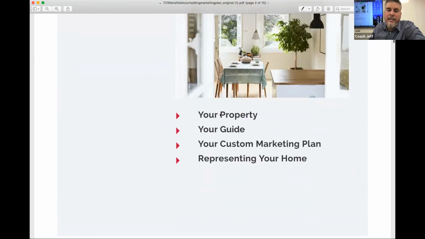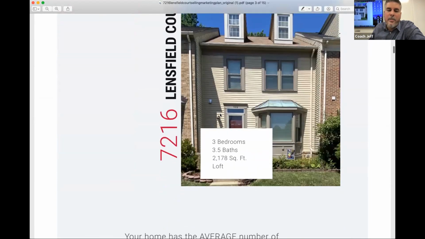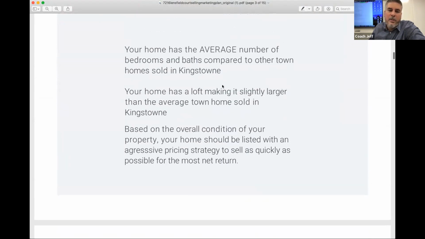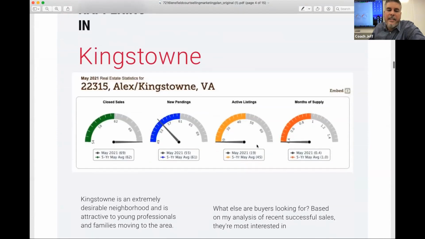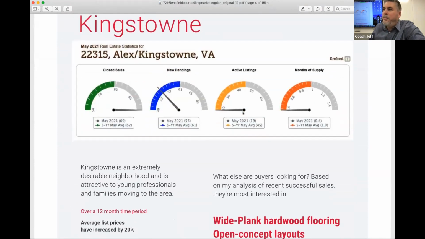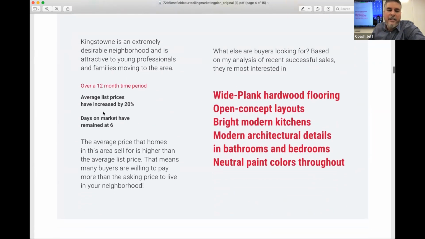Here's our little index, and then it talks about their property with just some basic info. It didn't take me too long to put that together. What's happening in Kingstown? This is the smart charts that we were talking about, Smart Charts Pro. So I actually went in and screenshotted this to have some cool little info that shows I'm smarter than the average agent, maybe, in appearance. And then I talked a little bit about the market in the area, and their house was not updated and needed a lot of work. So I specifically talked about what's hot right now, what people are looking for. And their house had nothing that's on this list.